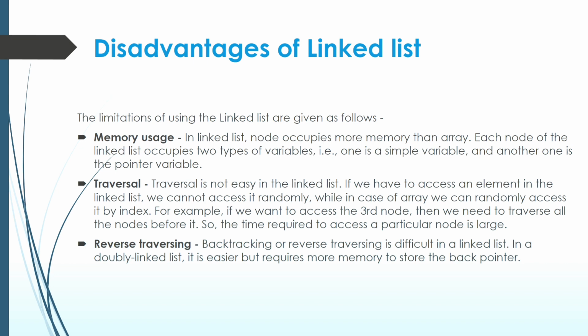The third point is reverse traversing. Backtracking or reverse traversing is difficult in a linked list. In a doubly linked list, it is easier but requires more memory to store the back pointer.